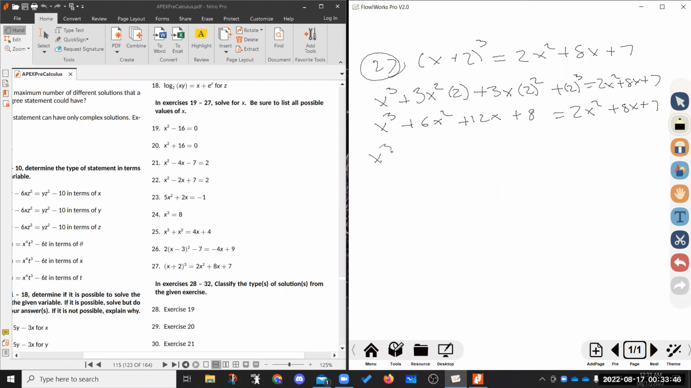So we have x cubed. 6 minus 2, it's going to be 4. 12 minus 8 is also 4. 8 minus 7 is 1.